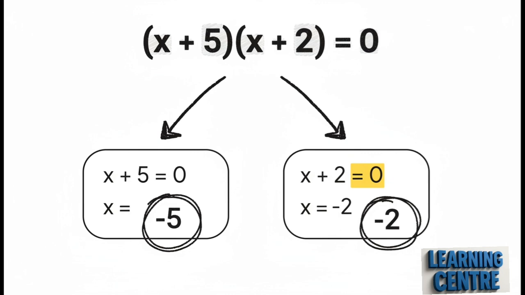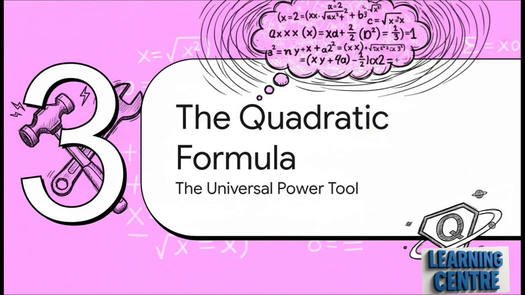If x plus 5 equals 0, then a little rearranging tells us x must be negative 5. And if x plus 2 equals 0, then x has to be negative 2. And just like that, we have two distinct answers from one equation. Pretty cool, right? Factoring is awesome.